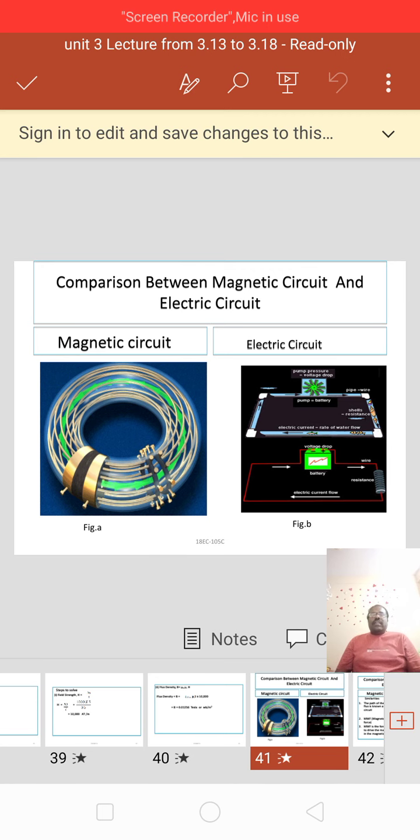Now another most important question which was asked in previous examinations, that is comparison between magnetic circuit and electric circuit. Magnetic circuit and electric circuit. Okay, these are the two diagrams. Here I have depicted them for easy representation.